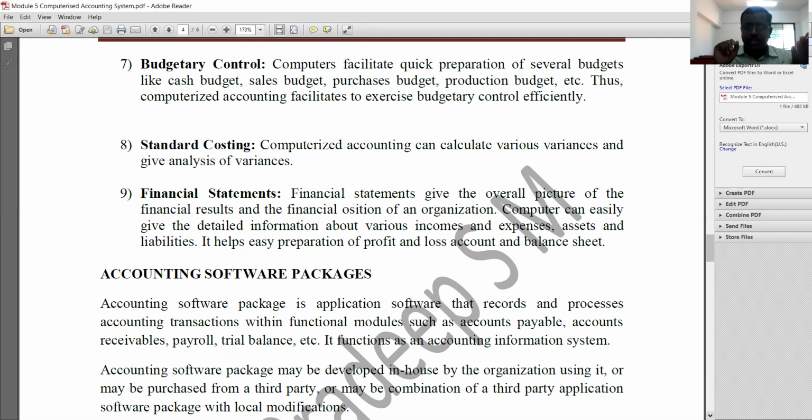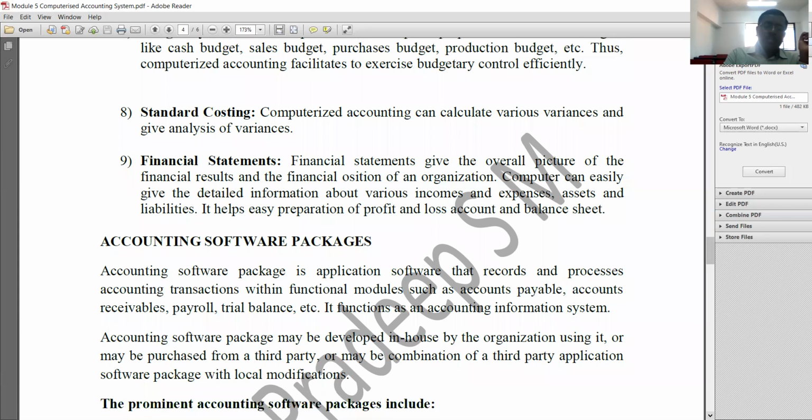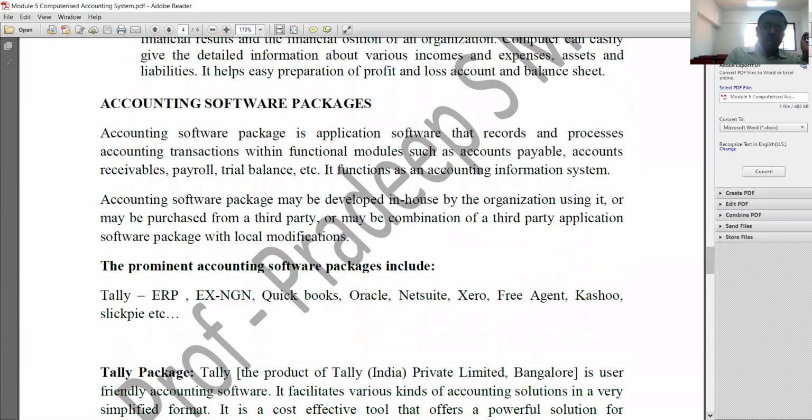areas of the business. For example, it can be used for maintaining store ledger account. It can be used for maintaining debtors account. It can be used for budgetary control. It can be used for preparing various books of accounts. Understood? And even it can be used for preparing cost sheet. So this is what application of computers in accounting means, in which all accounting areas we can use this computerized accounting system. Yes, that is application of computers in accounting.